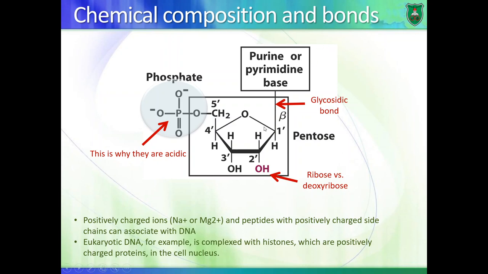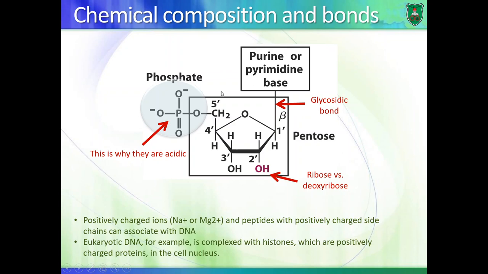So this is the sugar. Now attached to the sugar, to carbon number five, you have a phosphate group, and this phosphate group is negatively charged. So you can imagine if you have a DNA molecule or an RNA molecule that is made of a lot of nucleotides, you can imagine the number of negative charges that DNA or RNA would carry. So it is a highly negatively charged molecule.